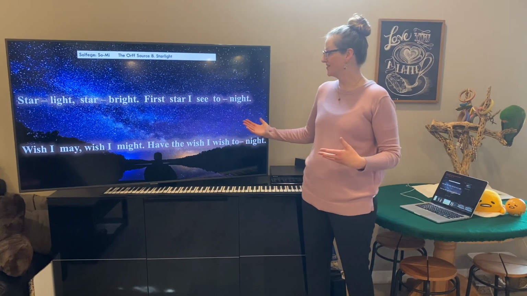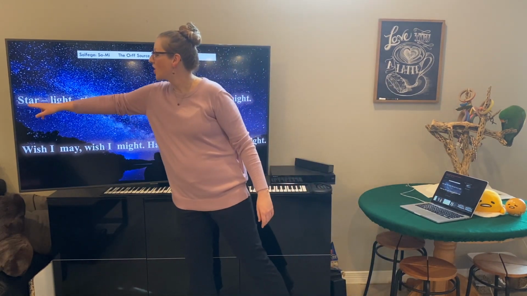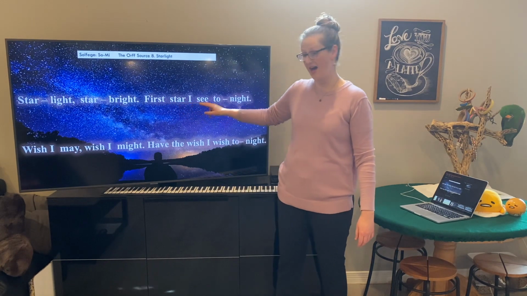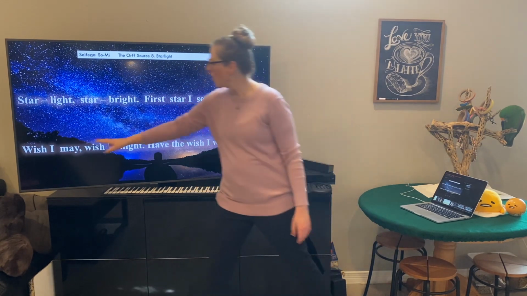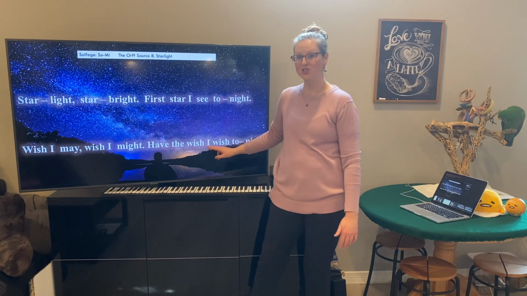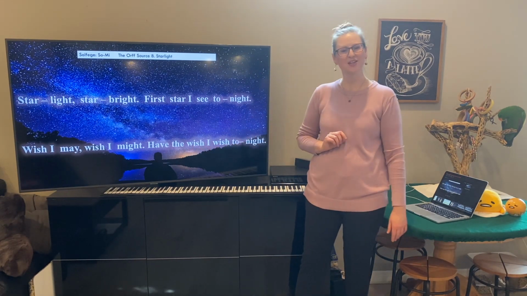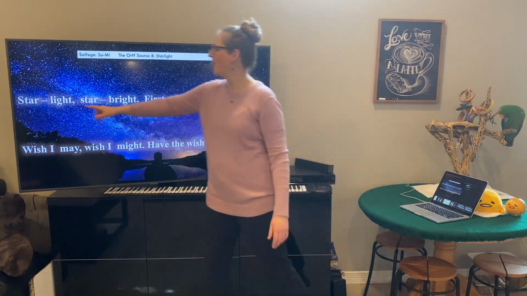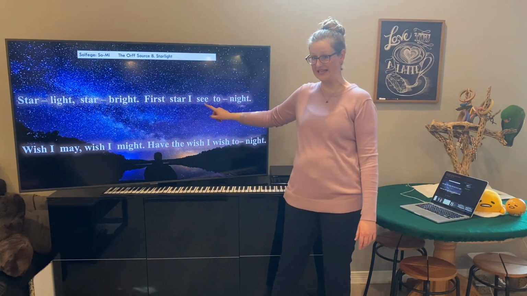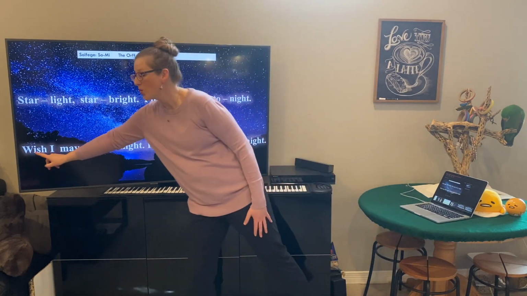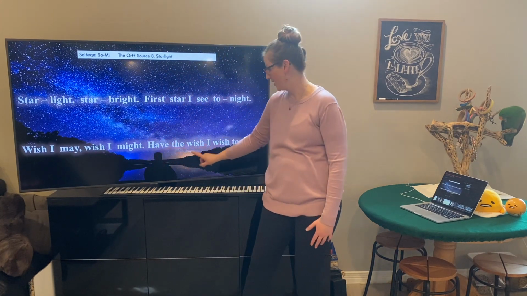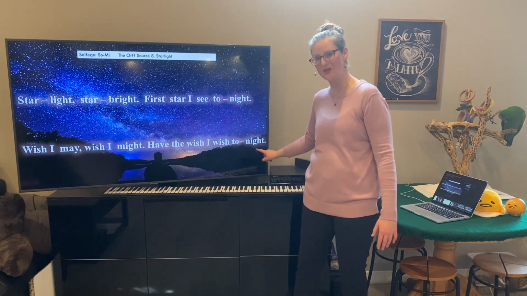So here are the words to our song. Starlight, star bright, first star I see tonight. Wish I may, wish I might, have the wish I wish tonight. Can you say that with me? Let's read it all together. Starlight, star bright, first star I see tonight. Wish I may, wish I might, have the wish I wish tonight.